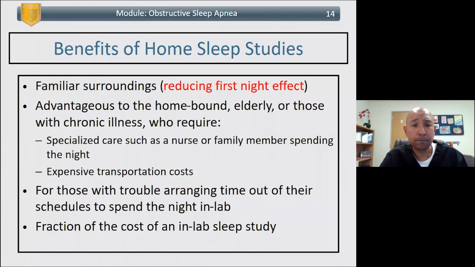And of course, when do we do home sleep studies? When you have a very high pretest probability. If you have a low pretest probability, you do an in-lab PSG first. And of course, if you have a high pretest probability and the home sleep study does not show what you suspect, you would strongly consider doing an in-lab study at that time.